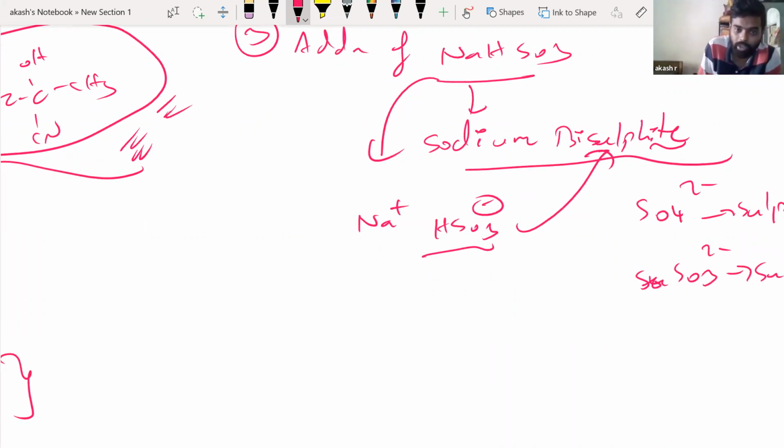So now let us look at the structure of this HSO3 minus. We have one S double bond O, then we have one OH, and we have one O minus. Please understand, it is this oxygen which is going to attack the carbonyl carbon. This O minus is the nucleophile that will go and attack the carbonyl carbon. So we have this C double bond O, the carbonyl compound, either an aldehyde or a ketone, doesn't matter.